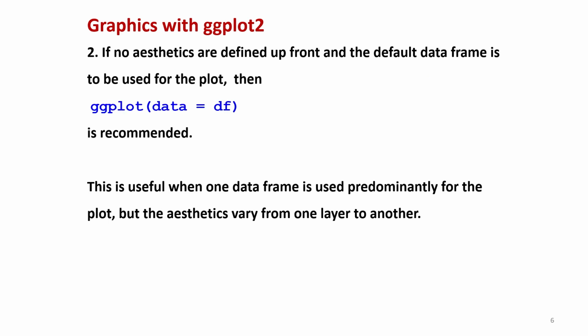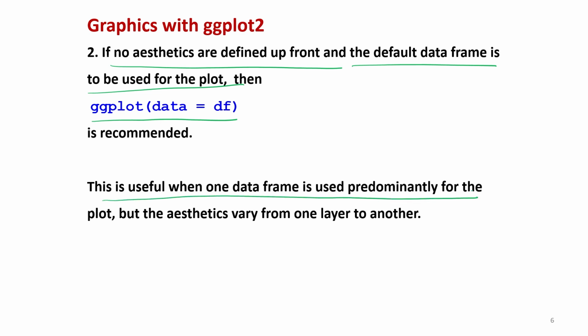The second point is if no aesthetics are defined upfront, right? That means you don't define how the graph should look, and the default data frame is used to plot the graphics. Then we simply use ggplot, and inside the parentheses data is equal to df, which is the data frame, right? And this option is useful when one data frame is used predominantly for the plot, but the aesthetics vary from one layer to another layer.